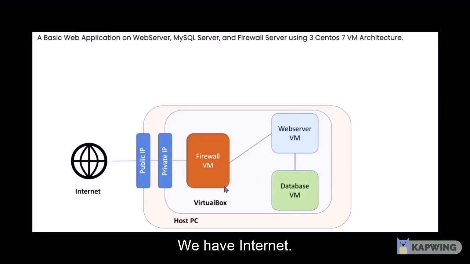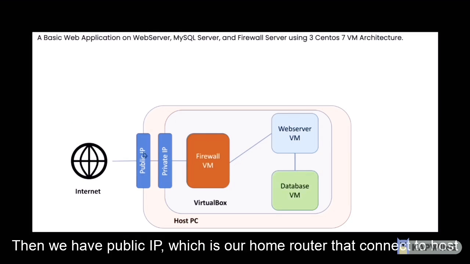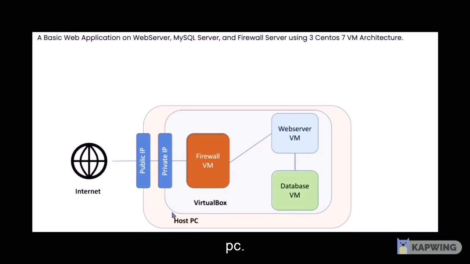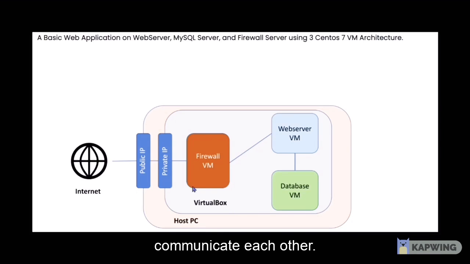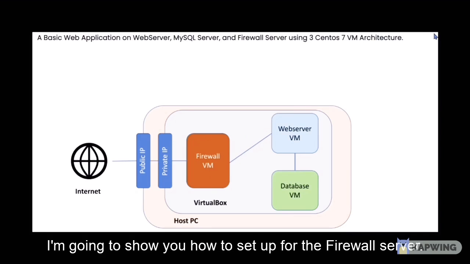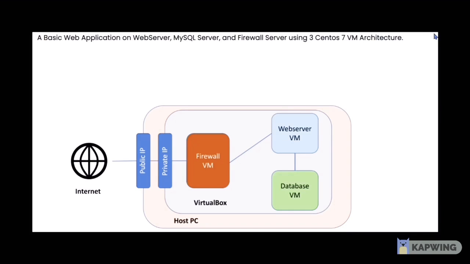First, we have the internet. Then we have the public IP, which is our home router that connects to the host PC. Next, we have the private IP, which is the network that the 3 VMs use to communicate with each other. In this video, I'm going to show you how to set up the firewall server.